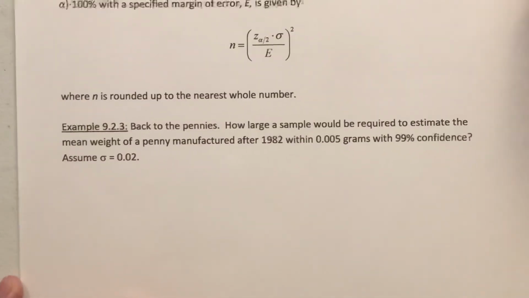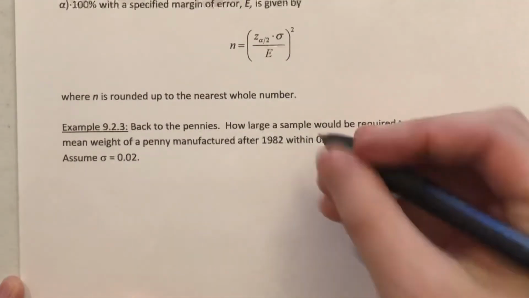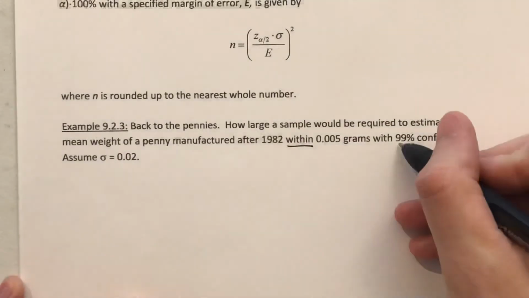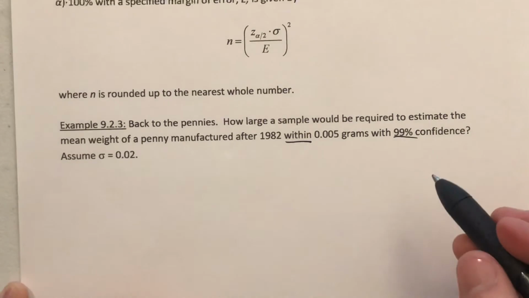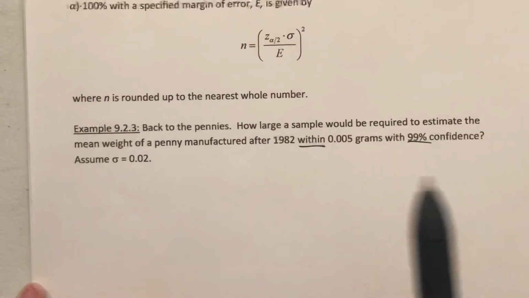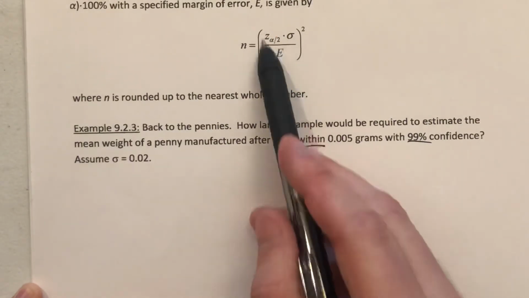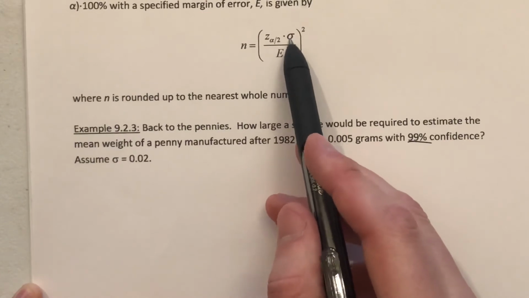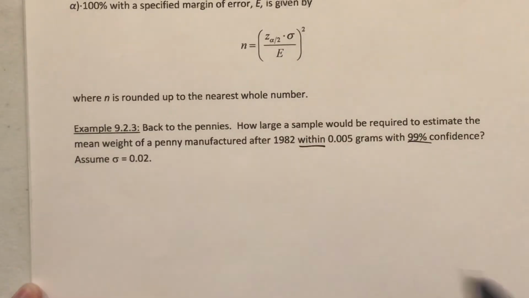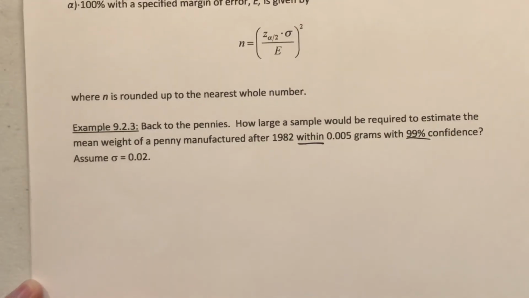So we want to find how large a sample would be required if we wanted to estimate within, and the within is your margin of error, with 99% confidence and sigma of 0.02. Notice here, we are going to be using the normal curve again. We're going to be using inverse norm to determine this. It boils down to we're assuming we have sigma. When you don't have your population standard deviation, like on the last question, you're stuck using the t distribution, which is why we had to use the chart.